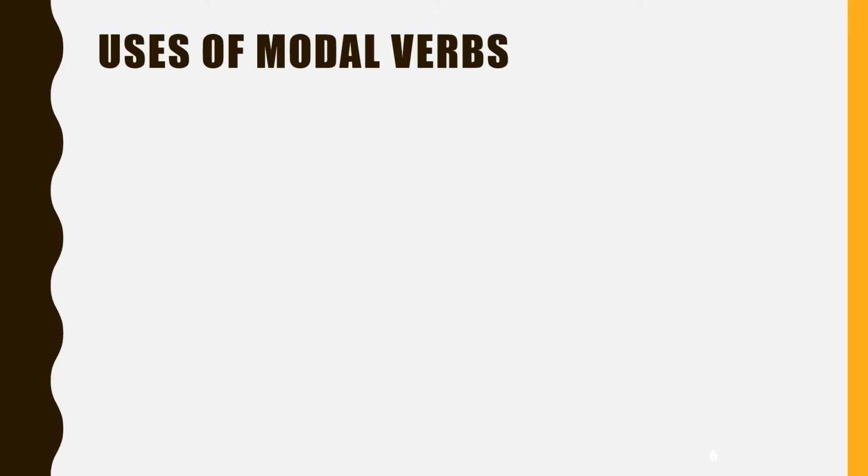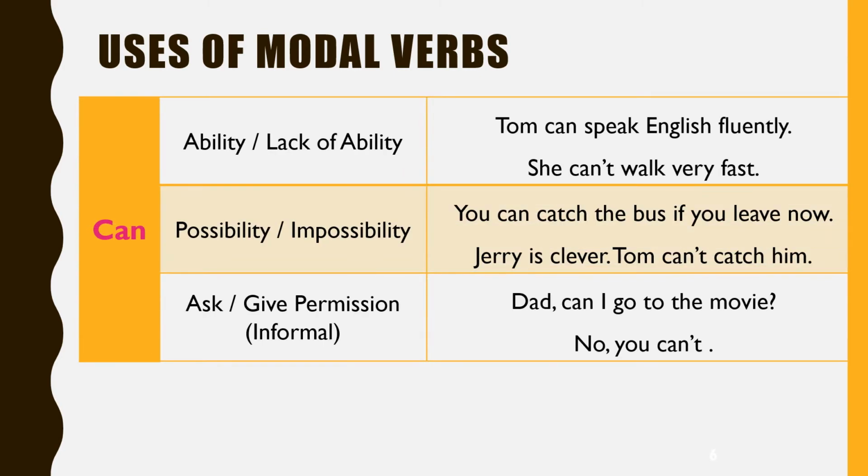Now let us see the situations where we have to use modal verbs. Starting with the first one, can. The modal verb can will be used in any one of these situations. It can be used to express ability or the opposite of ability, lack of ability. If someone can do something or if they cannot do something, we can use the word can.